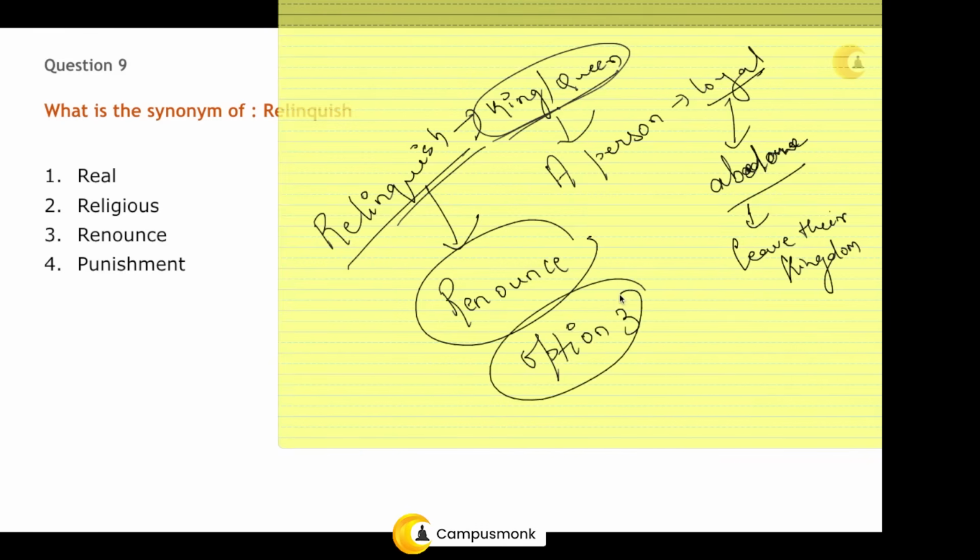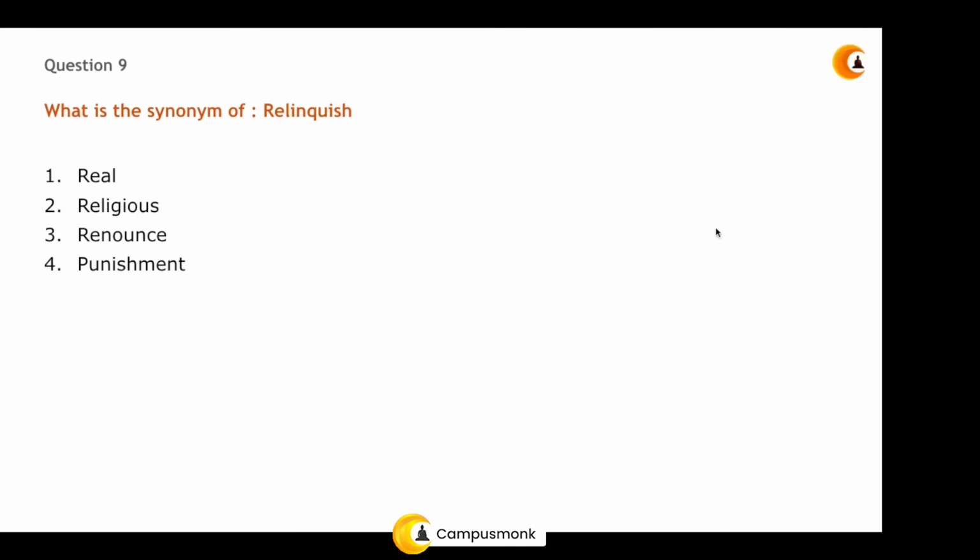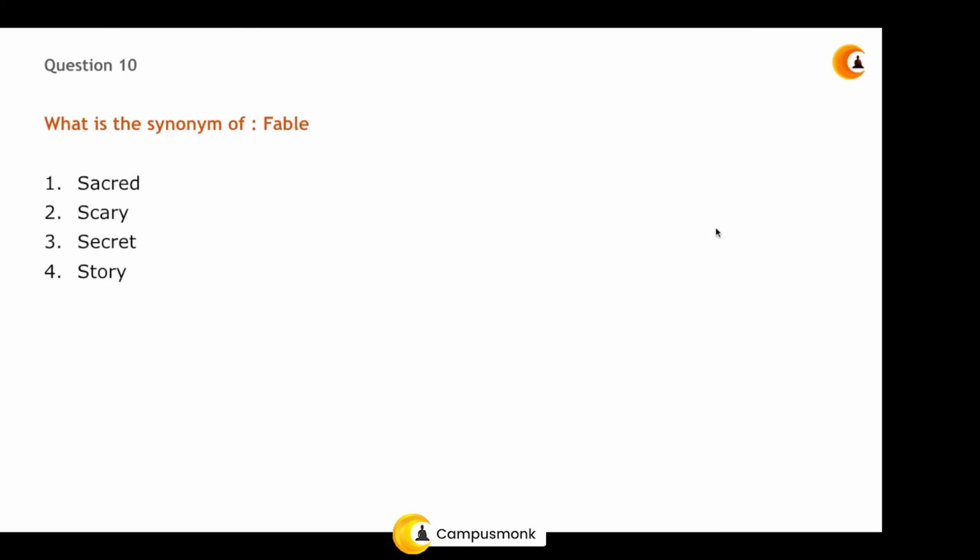Relinquish means to abandon people or something, to let go of them because they have done some mistake, they weren't loyal to the kingdom. So the synonym of relinquish is to renounce. Even renounce means to abandon. Alright, moving on to the next one. You have to find the synonym again. Your 30 seconds have started.